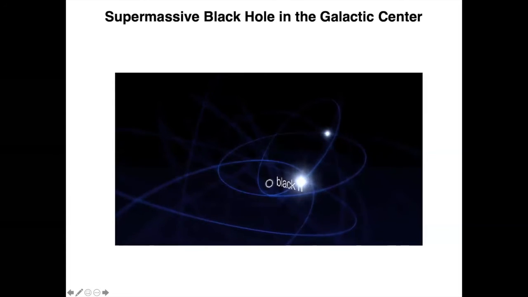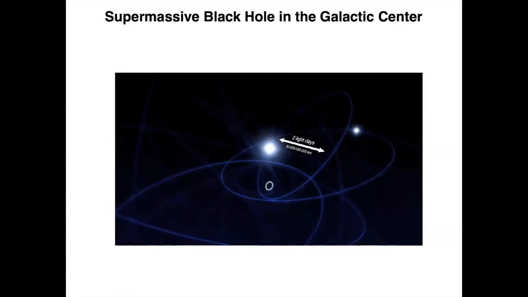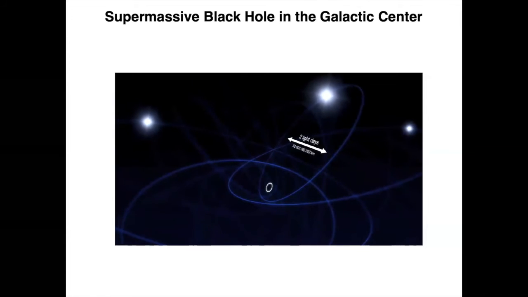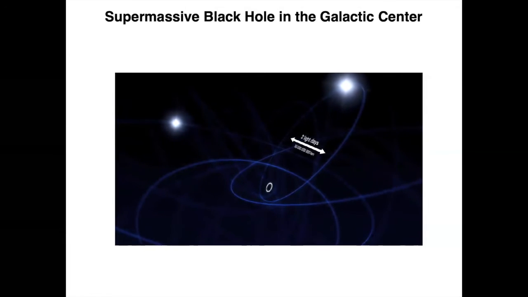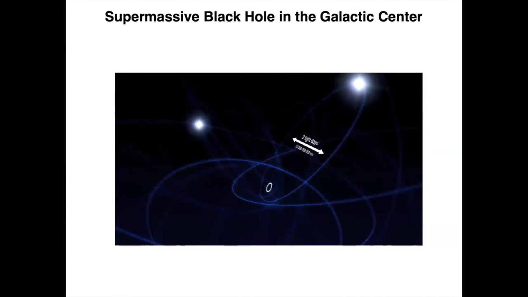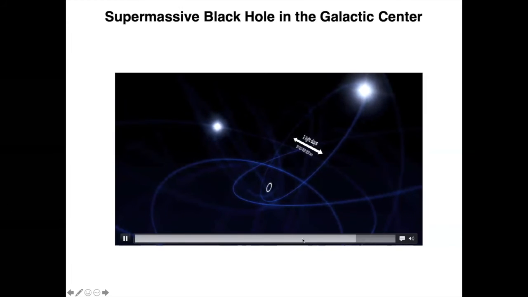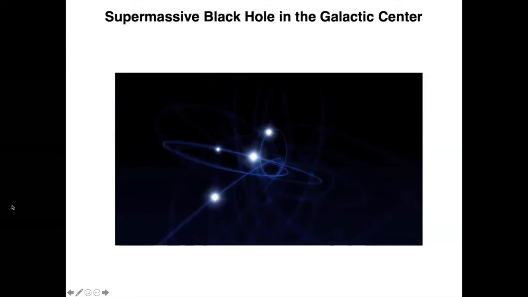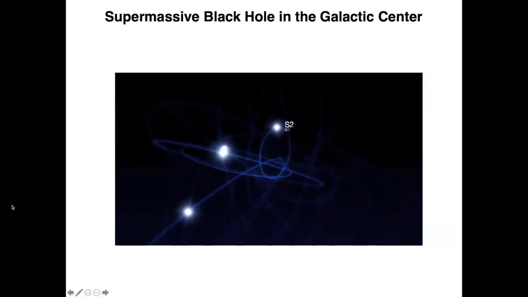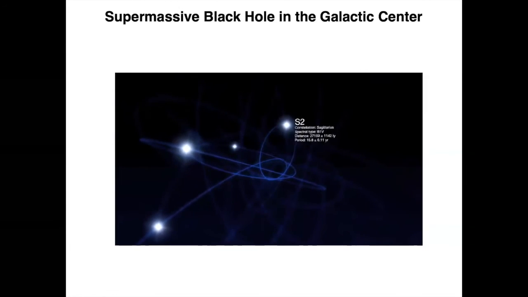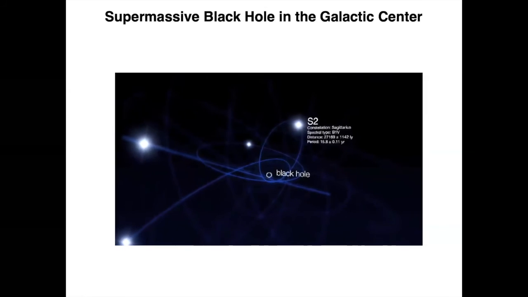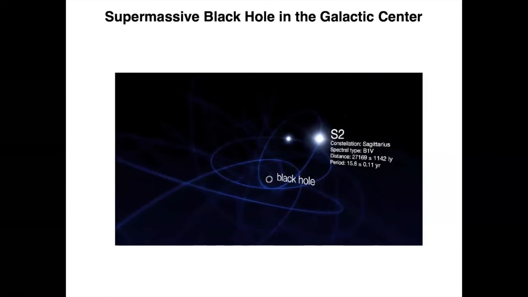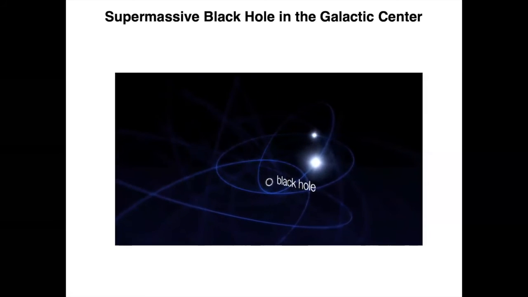If there is a black hole present, with mass much greater than that of a stellar mass, then stars in elliptical orbits around the black hole will obey Kepler's third law. Now, one star in particular, called S2, this one here, has been observed to have a very small orbit with a semi-major axis of about 900 AU. The orbital period is about 15 years.